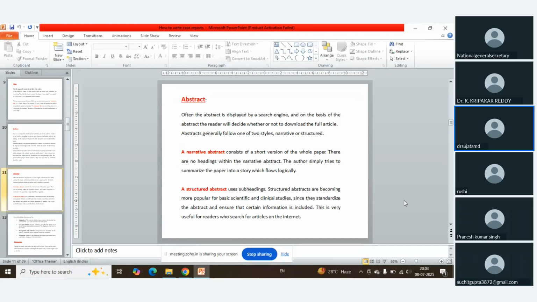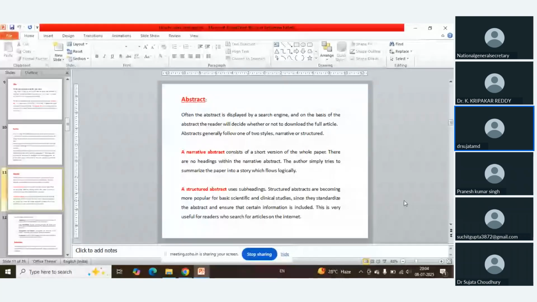When we search for an article on the net, you must have seen that only the abstract is available. So from the abstract also you can decide that this article will be fruitful to me, or will not be required. You can select based upon the abstract also.